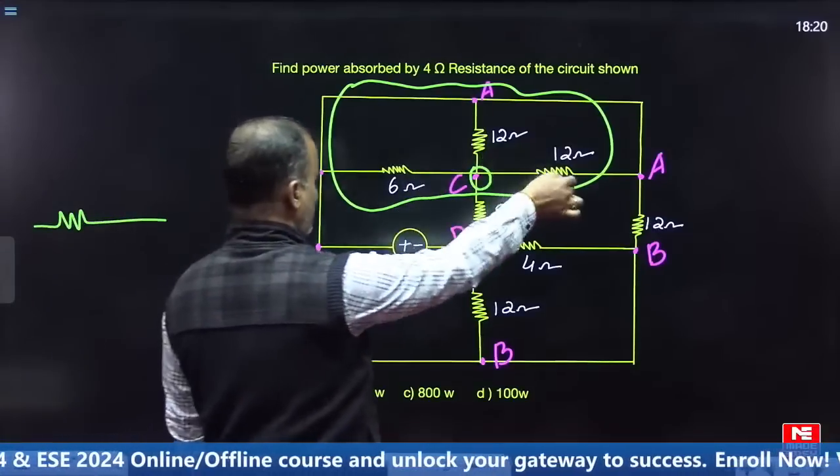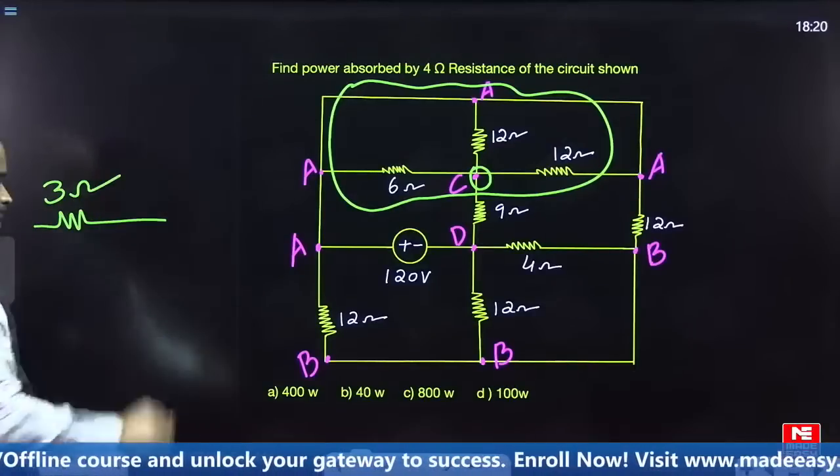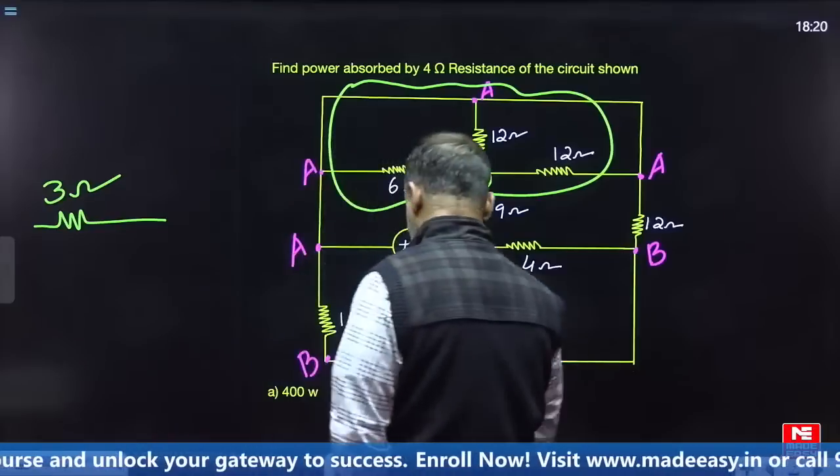Then how to write this with a combination of these two 6. Then what is the resistance of this one? It is 3 ohms. Come to the other one.